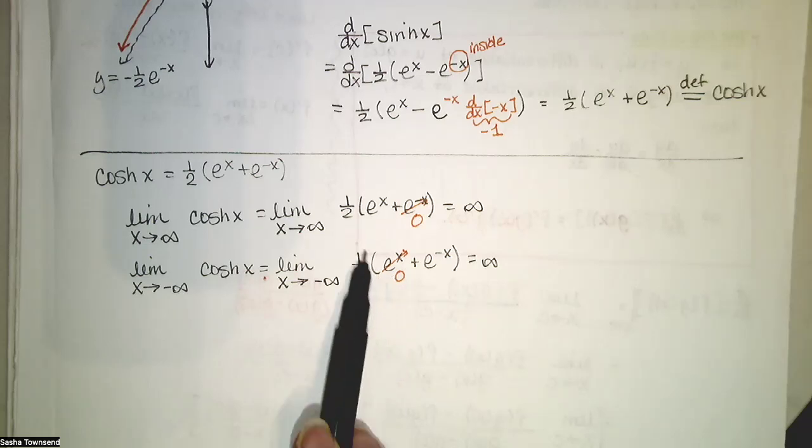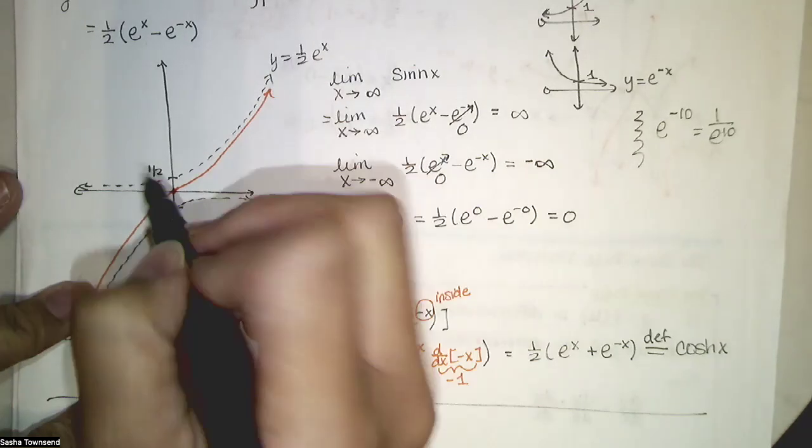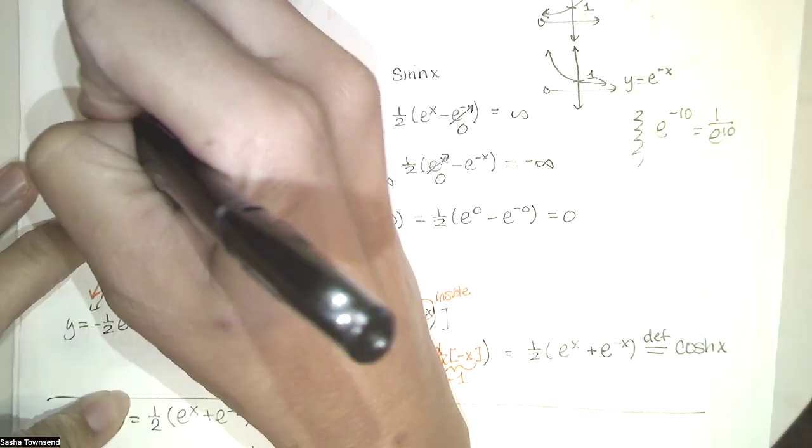The y values on the graph of y equals 1/2 e to the -x. 1/2 e to the -x looks like 1/2 e to the x, but it's just reflected across the y-axis. So it's going to look like this.